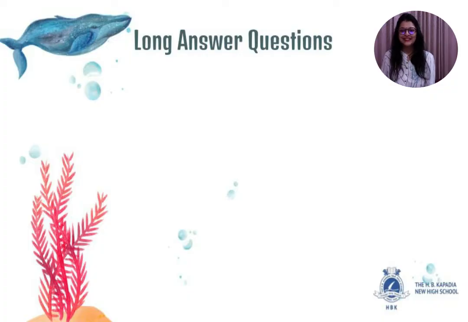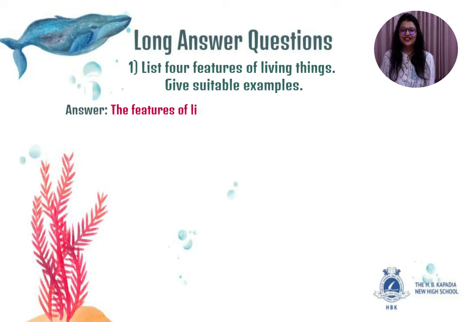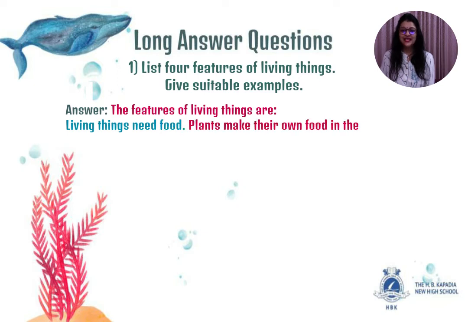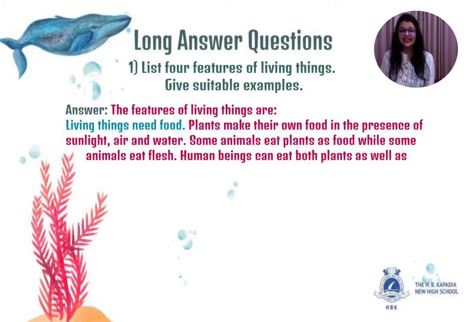Question 1. List 4 features of living things and give suitable examples. So, the features of living things are: living things need food. Plants make their own food in the presence of sunlight, air and water. Some animals eat plants as food, while some animals eat flesh. Human beings can eat both plants as well as meat as food.